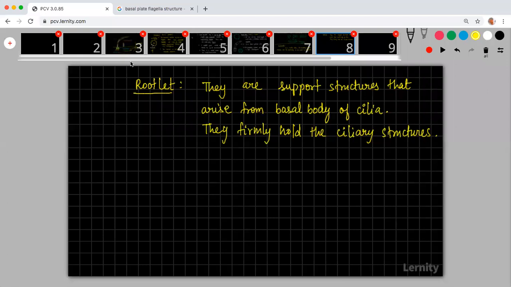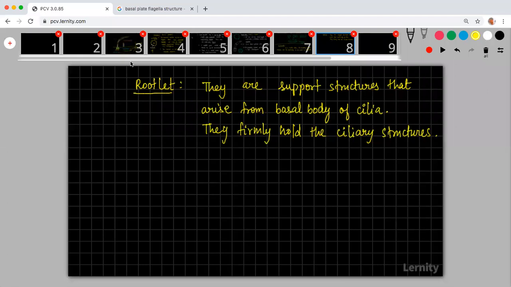Okay, so with this we are completing the concept of cilia and flagella. Now we'll move on to the next concept. The next concept that we'll be studying is centriole.